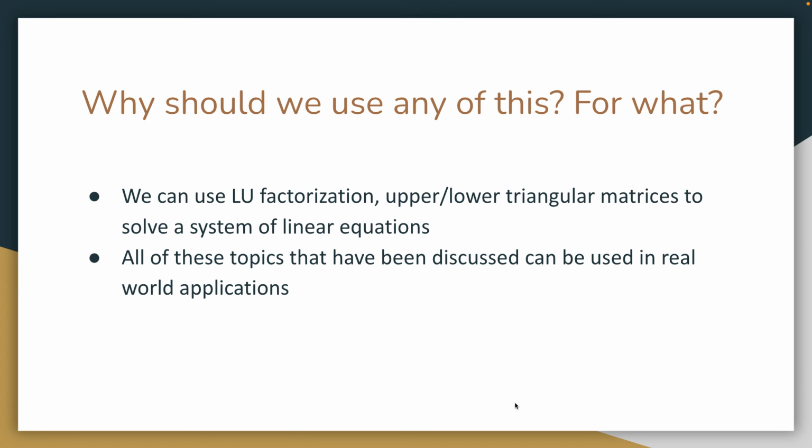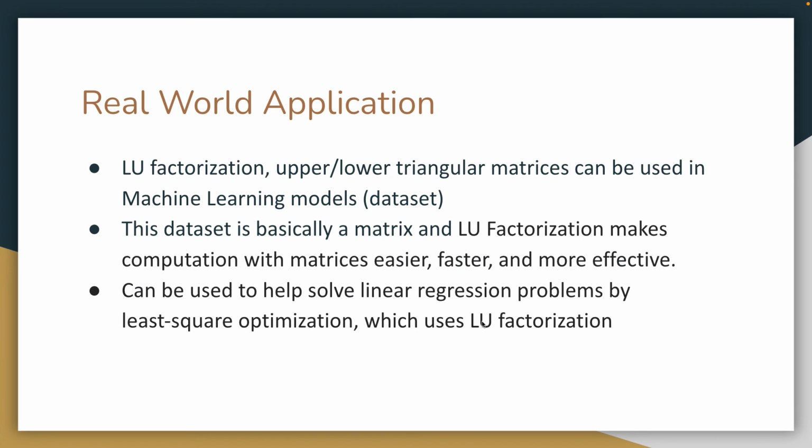Let's look into why we use any of this, and for what purpose. We can solve systems of linear equations, but we also need to use it in real world applications. We can use it in machine learning models and data sets. Basically, we can use LU factorization to compute with matrices faster and more efficiently. We can use it to help solve linear regression problems by using least squares optimization, which is something we're not going into, but just know that it also uses LU factorization.